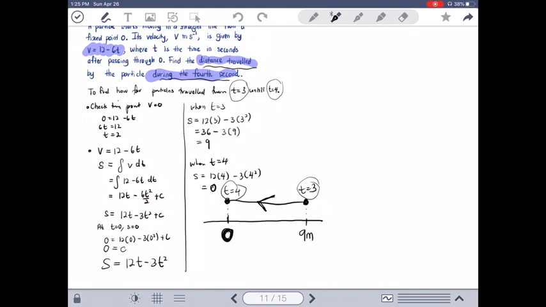So the answer, distance covered, is just equals to 9 meter. You don't have to put negative or positive because it's distance. Distance, you do not have negative or positives. Distance is always positive.